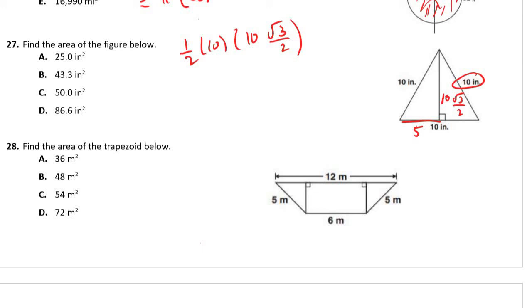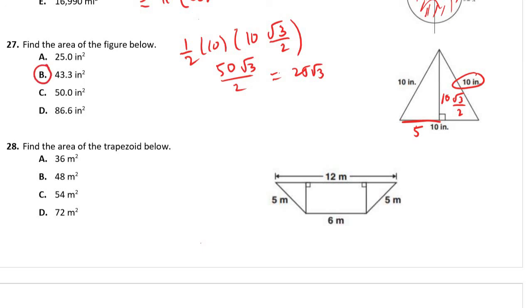I can put this on my calculator straight away. If I put this straight away on my calculator, I haven't done this before ahead of time, so it will be 5 times 10 is 50 root 3 divided by 2, which is 25 root 3. Okay, let's see what 25 root 3 is on the calculator. 25 times root 3. And that is going to give me 43.3. And that is the answer right there, 43.3.